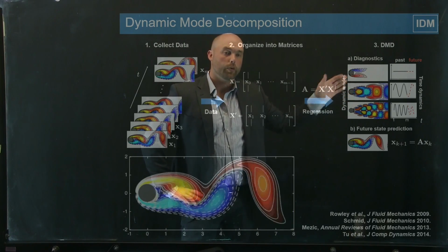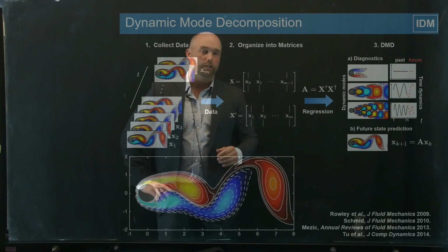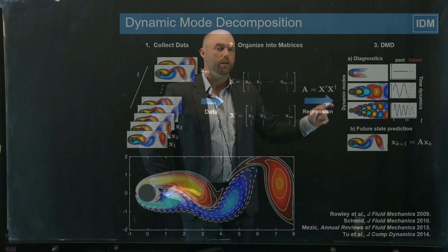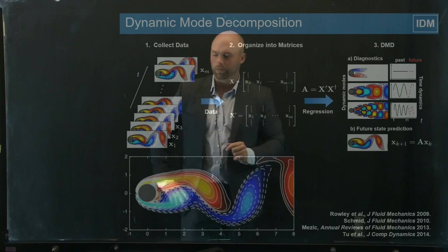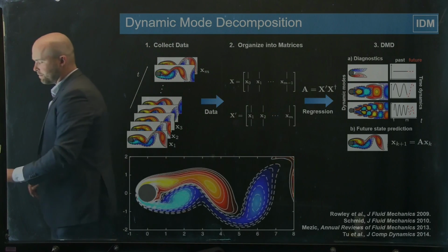Now, often we think of DMD as being able to provide intuition about the type of data that we've collected, but we can also use it for future state prediction. If we know how to build up our data matrices based on these modes, we can then use those modes to predict the future.